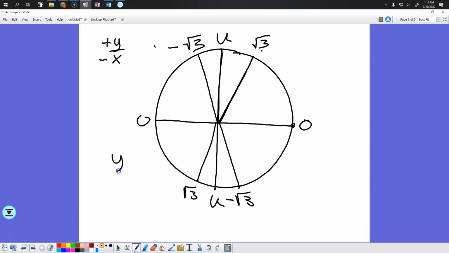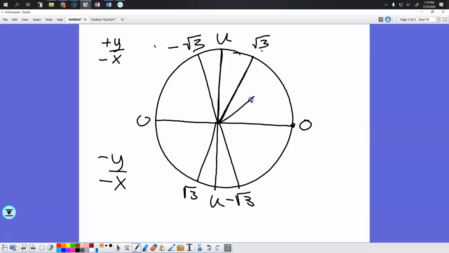Whereas down here, what's the y value? Positive. I'm sorry, negative. The y value is negative. What's the x value? Two negatives make a positive. So it actually makes sense when you think about tangent as a fraction of the y and x's. All right, so there's that.